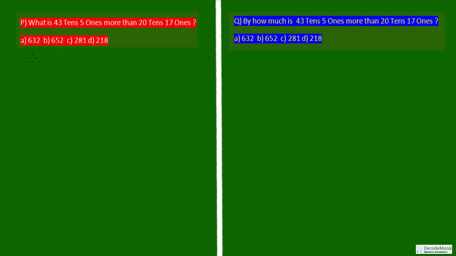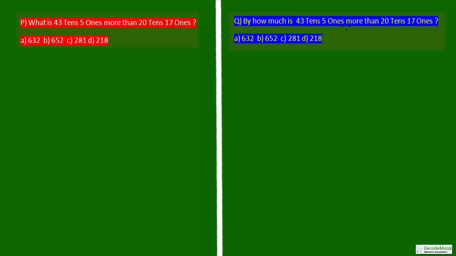Coming to a somewhat harder question, such questions may be asked in level 2 of IMO class 3 or maybe in achiever sections, or also in NSTSC or other Olympiads like silver zone. The question says, what is 43 tens 5 ones more than 20 tens 17 ones? With the same figures, a little bit contrasting question would be, by how much is 43 tens 5 ones more than 20 tens 17 ones.